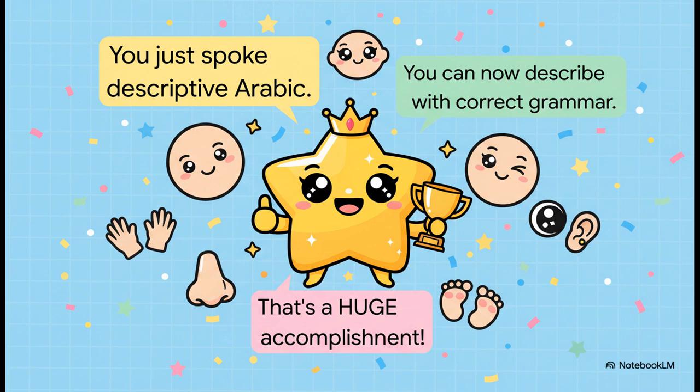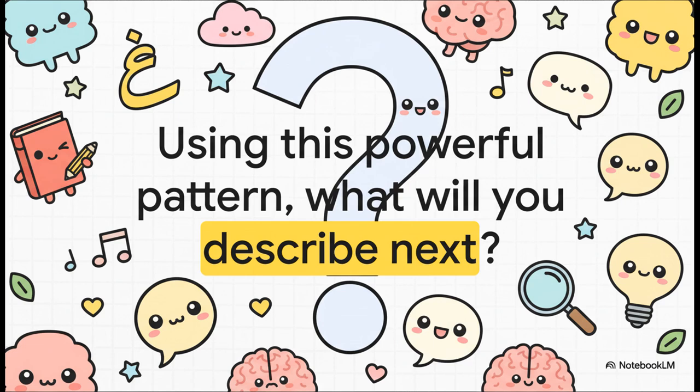Seriously, wow! In just these past few minutes, you've gone from 0 words to speaking complete descriptive sentences. You can now point to a face and actually describe its eyes and nose using correct grammar. That is a huge, huge accomplishment. You now have the fundamental building blocks, the pointers, the nouns, and the adjectives, to describe pretty much countless things in the world around you. So the only question left is, using this really powerful pattern, what are you going to describe next?